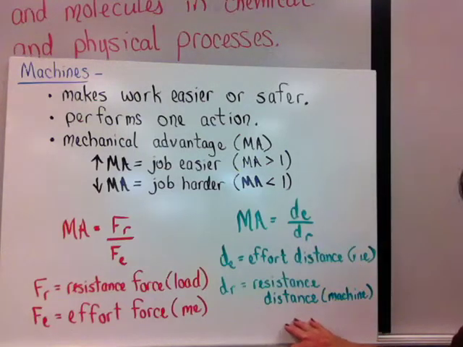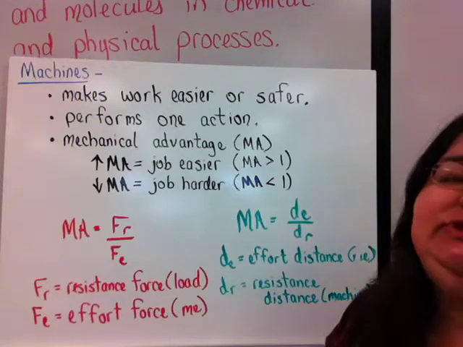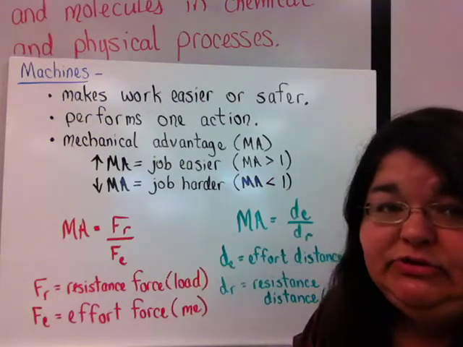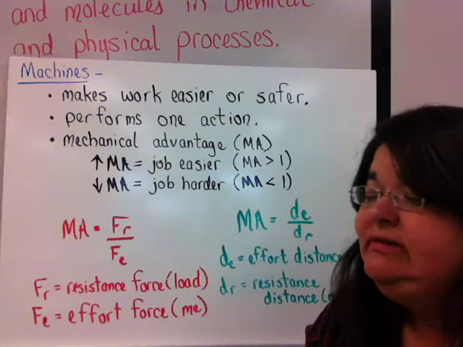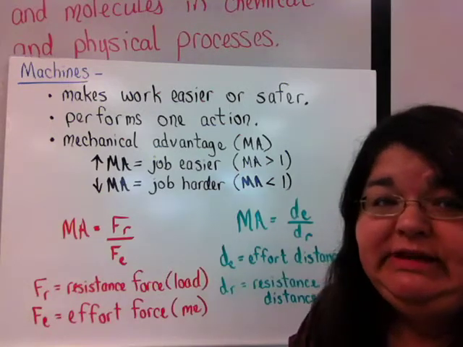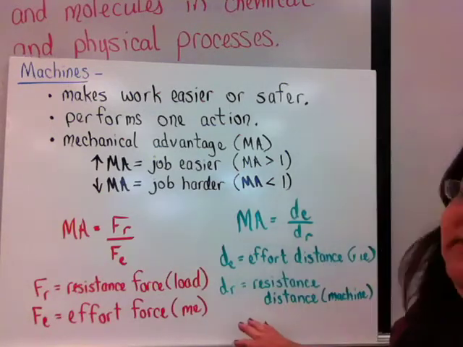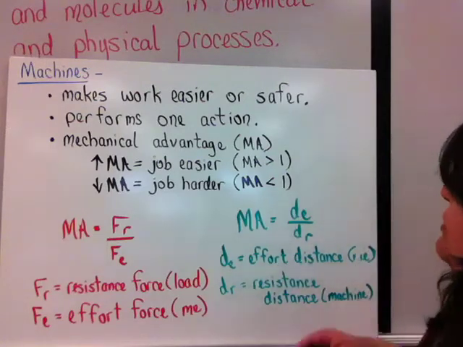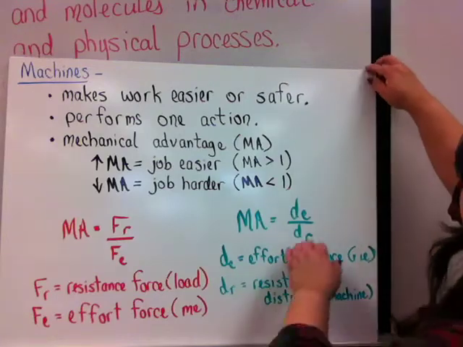DR is the resistance distance, and it's what the machine does. It's how high the machine lifts the object we're trying to lift, or it's how far it moves it. So DR is the machine, and DE is us, or DE is me.